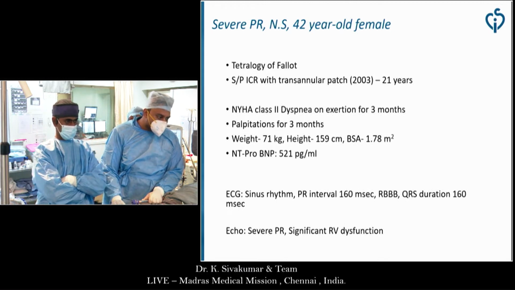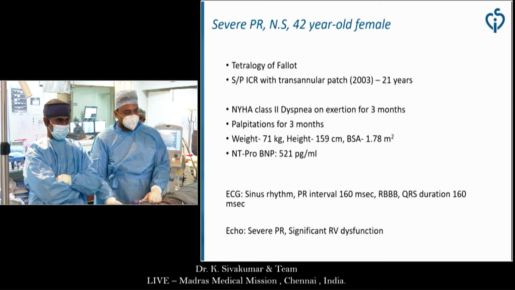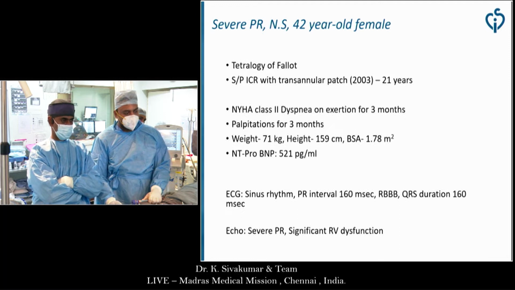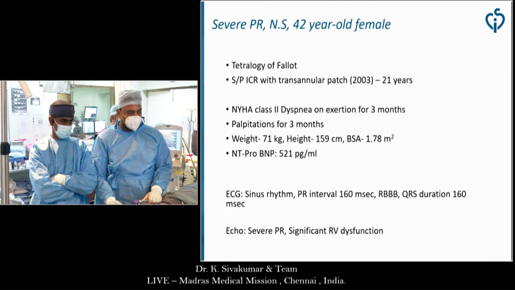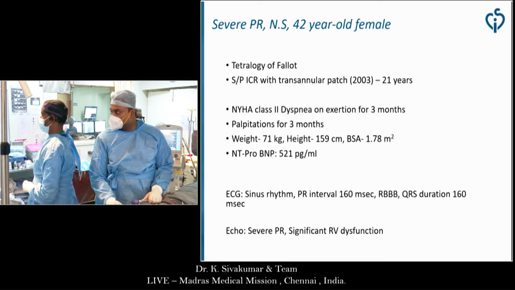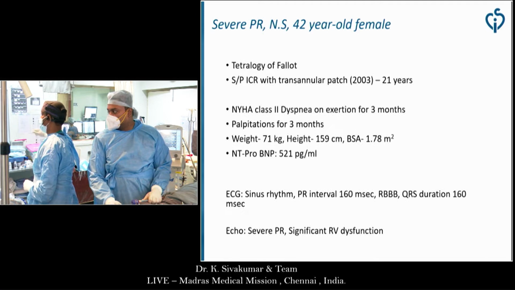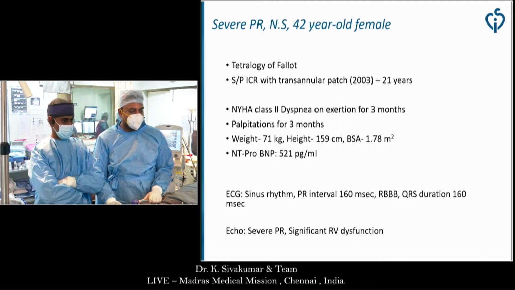NYHA functional class was class 2, with a history of dyspnea on exertion for 3 months and palpitations. NT-proBNP is slightly increased. ECG shows complete right bundle branch block, duration of QRS was 160, and echo shows severe PR and significant RV dysfunction.